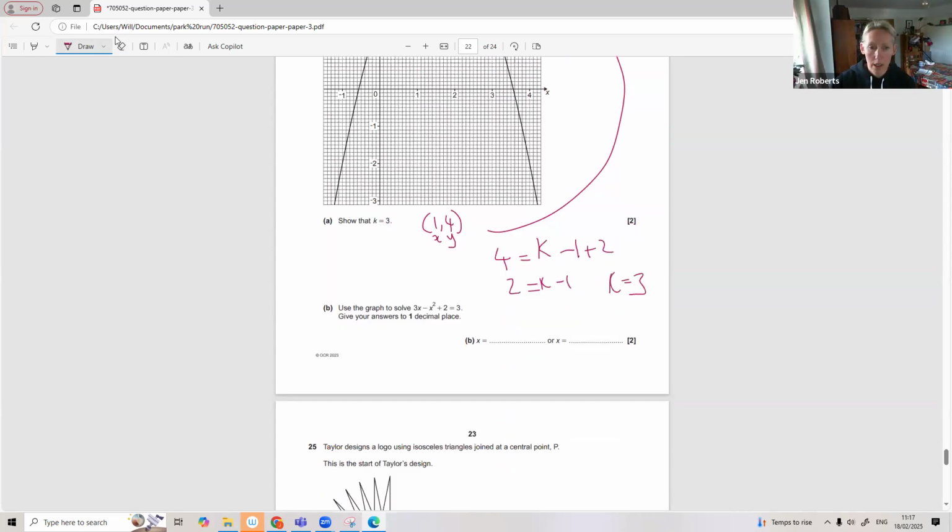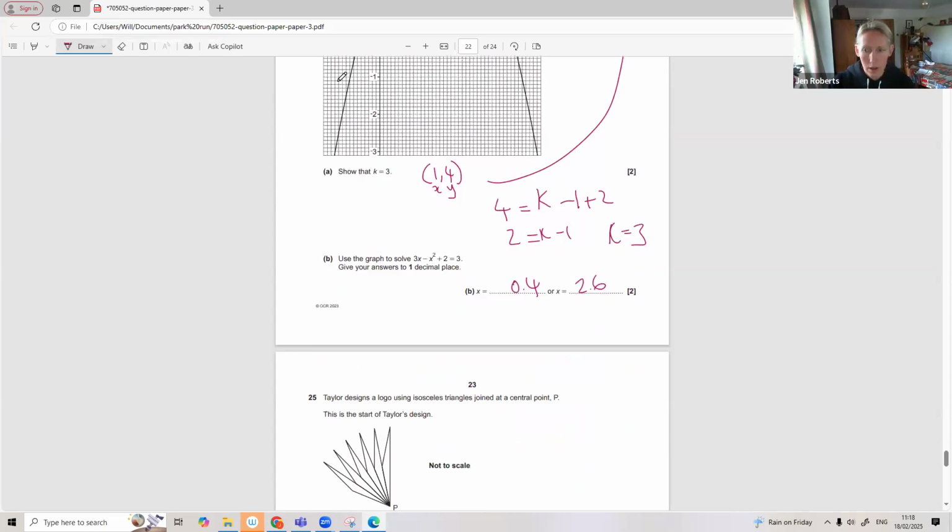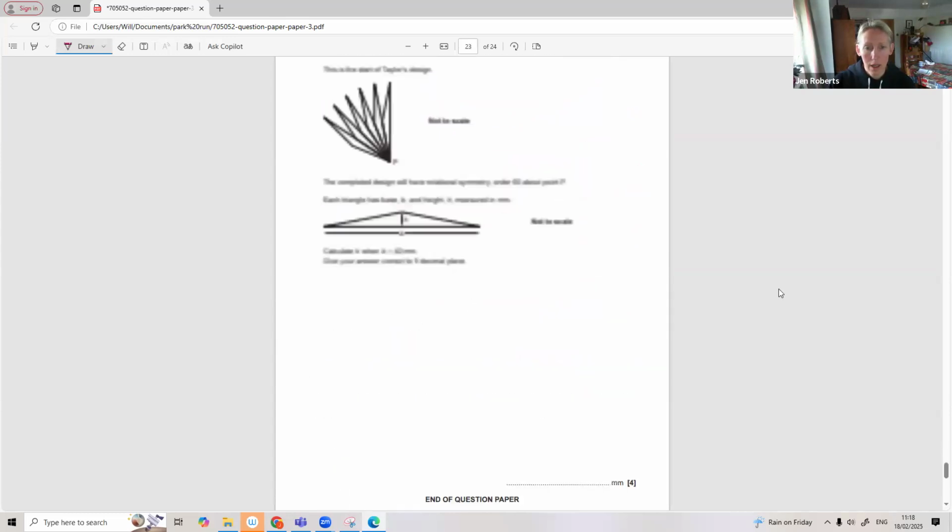which shows that k is 3. Use a graph to solve that equation. Well, when it's equal to 3, so we need a line here across 3. I want to know when this graph is equal to 3, which gives one answer here, 0.4. Just check your scale, right? It's going up in 0.1s, isn't it? And here would give you 2.6. Okay, last question.